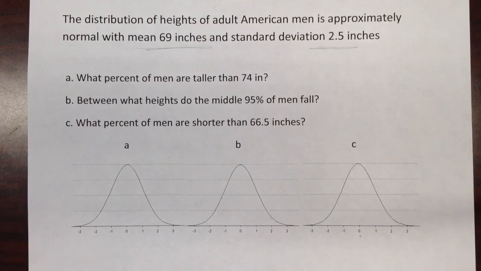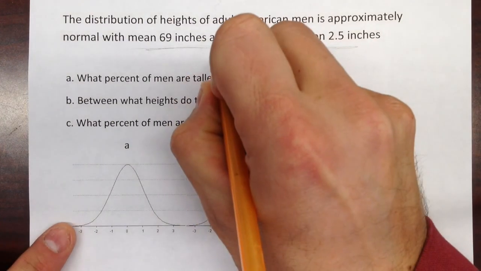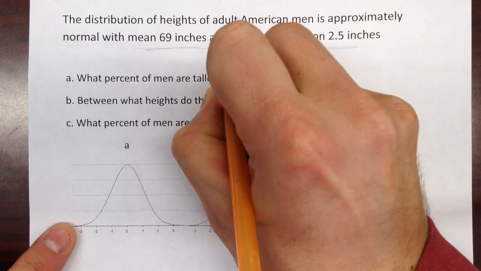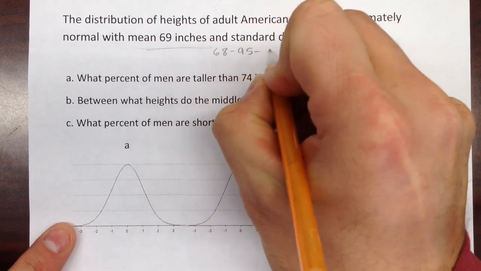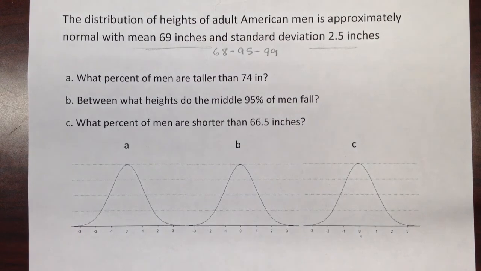So the first question says, what percent of men are taller than 74 inches? Let's remember a few things here. First off, that the empirical rule is the 68, 95, 99. Now remember that some people go at 99.7. But we're going to use 99 as a basis in this class just because it's a 7th grade class and it's not a college class or a high school class or whatever.